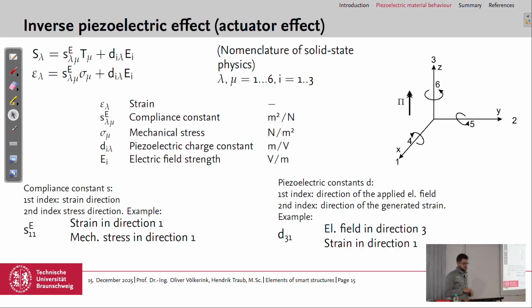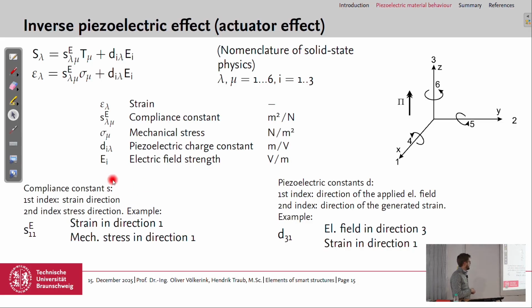So same or similar slide for the inverse piezoelectric effect. We have again the 2 equations in the nomenclature of solid-state physics and in our engineering notation. Here we have the other epsilon for the strain. We have the compliance of the material, S at a constant electric field. We have the mechanical stress, the piezoelectric charge constant again, but with other indices, and we have the electrical field strength.